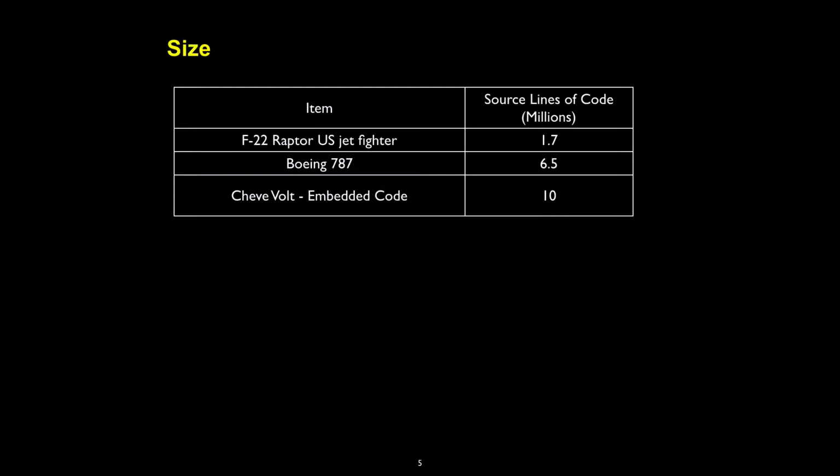The Chevy Bolt has 10 million lines of embedded code, and it took them 29 months to write it. This is just controlling the car.